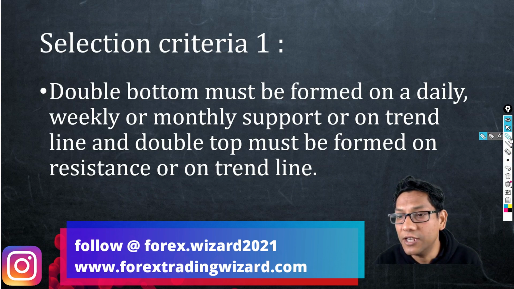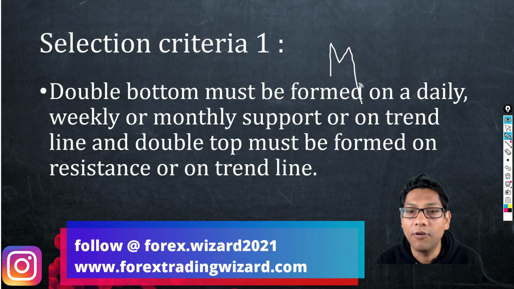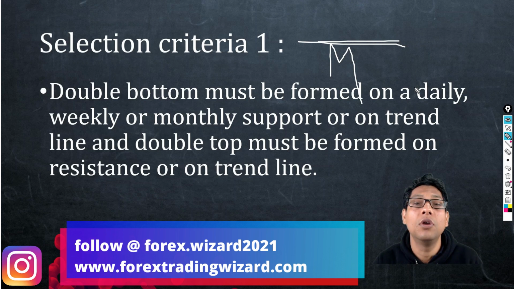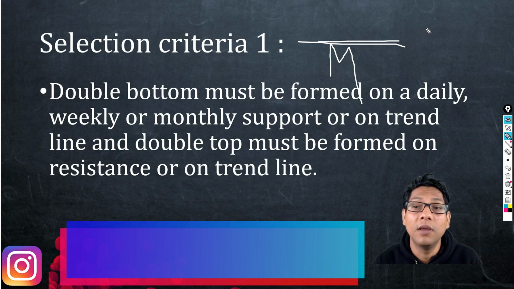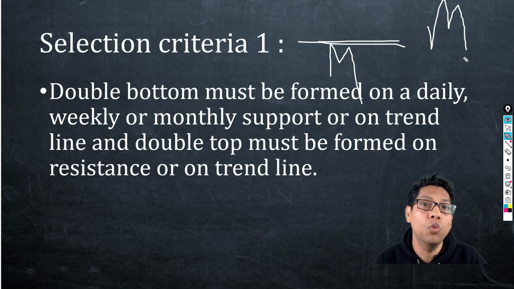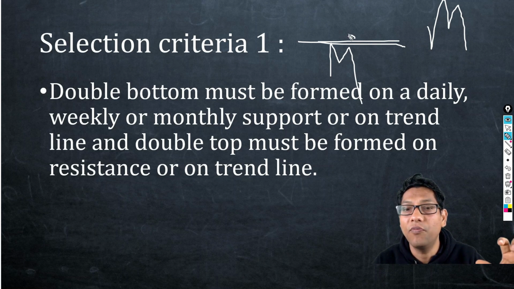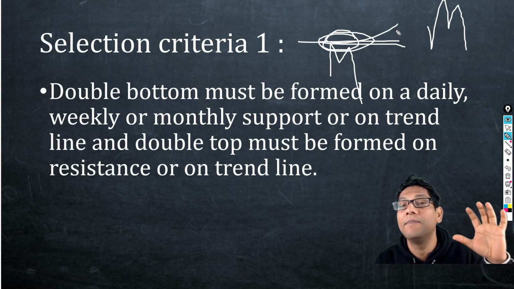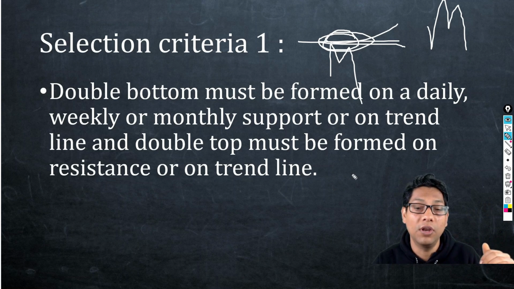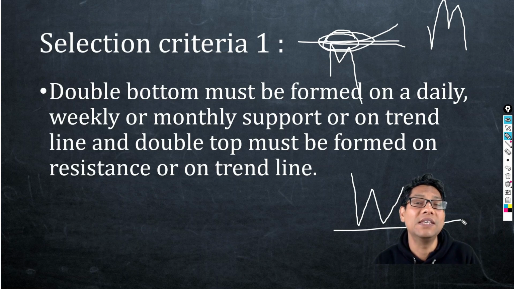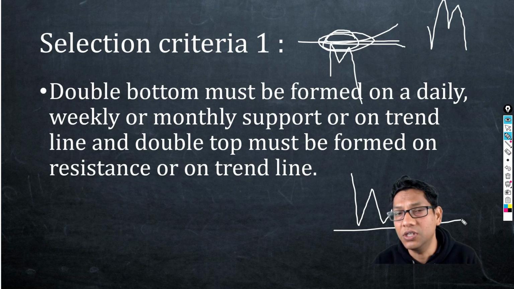So if you see, say, a double top like this, it must be on a daily, weekly or monthly support or resistance, because you cannot trade every double bottom and double top wherever you see. You need to see where it is formed. If it is a double top, it should be formed on a daily resistance, or if it is a double bottom, it should be formed on a daily support or weekly, monthly support. This is the first criteria that we consider to select a double bottom and double top.